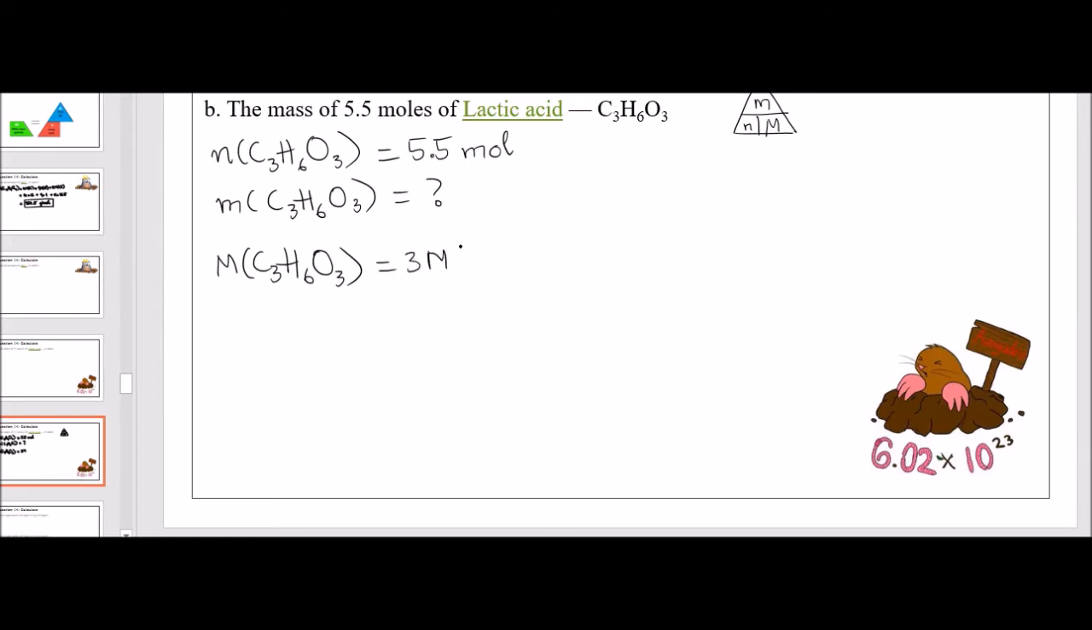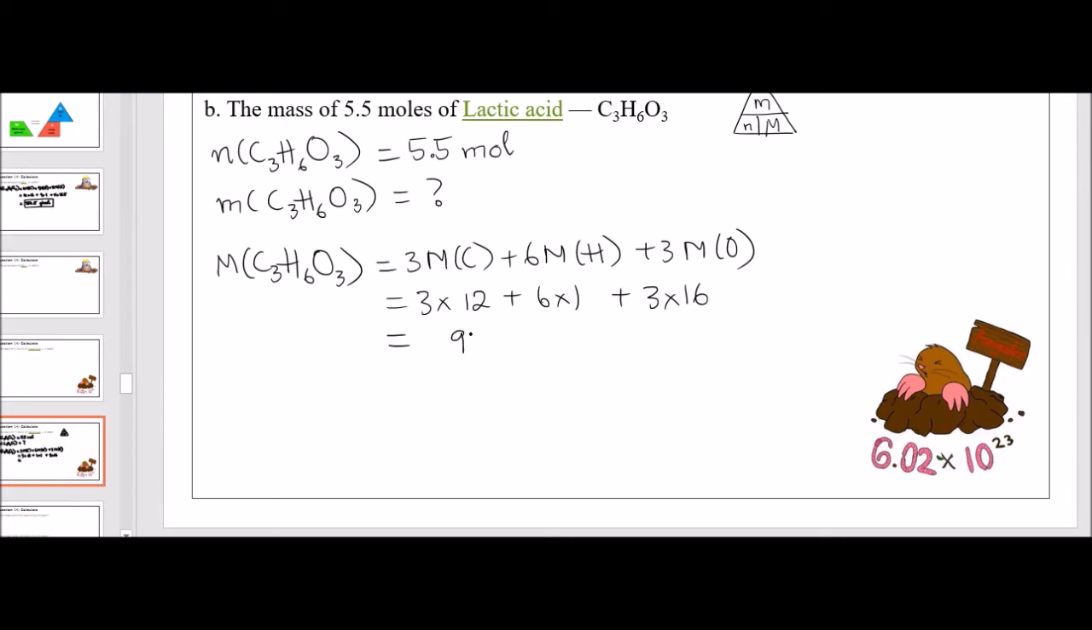So I need 3 times the molar mass of carbon, 6 times the molar mass of hydrogen, and 3 times the molar mass of oxygen. So that's 3 times 12 plus 6 times 1 plus 3 times 16, which is, I don't know, how do I know these things? Okay, 90. Nice number. Why is 90 a nice number?